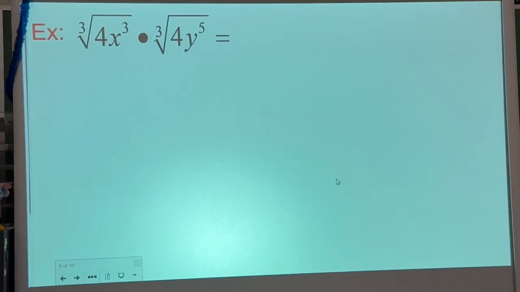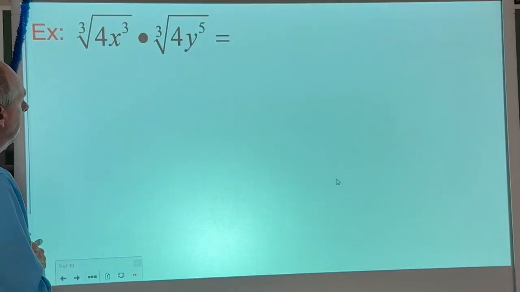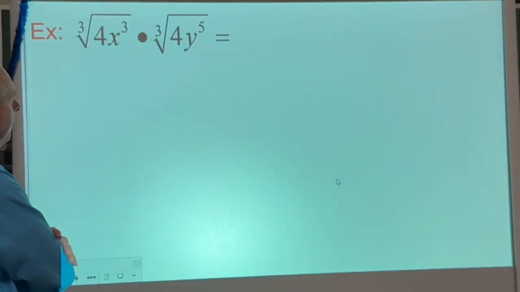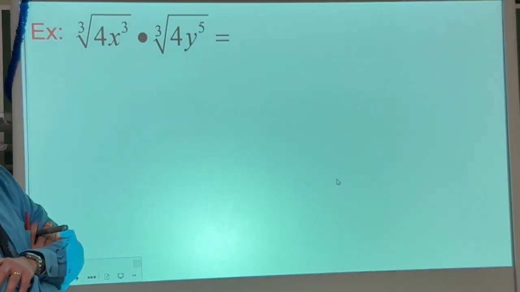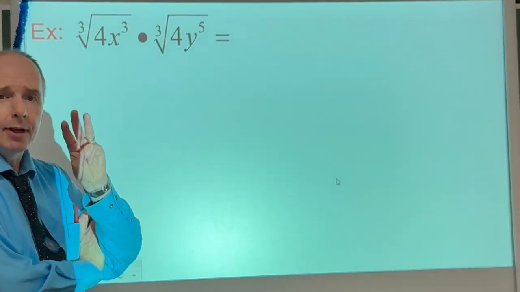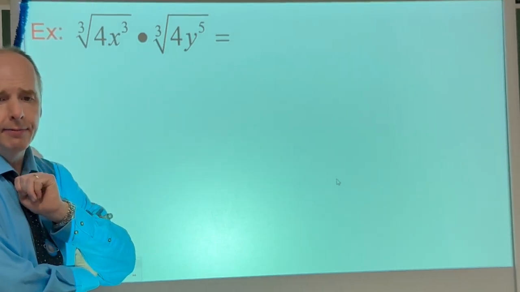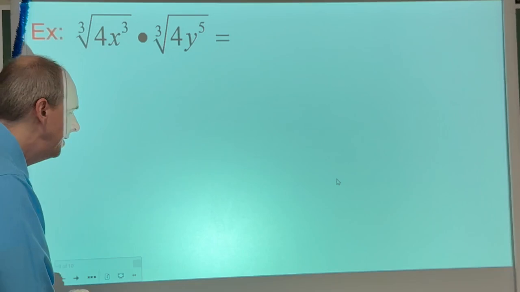Well, we did this with square roots. Let's try with cube roots now. The cube root of 4x to the 3rd times the cube root of 4y to the 5th. Cube roots are a little tricky. We're not looking for a pair, we're looking for 3 of a kind. So it might be our best bet with a cube root to break things down as far as we can.